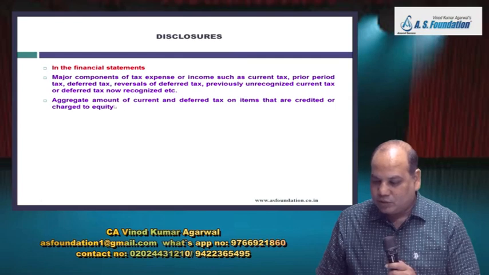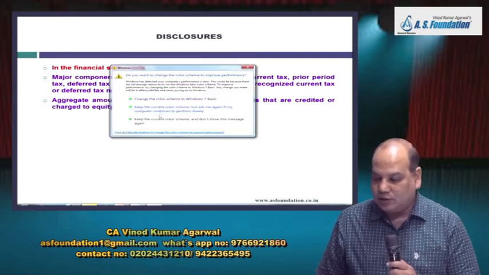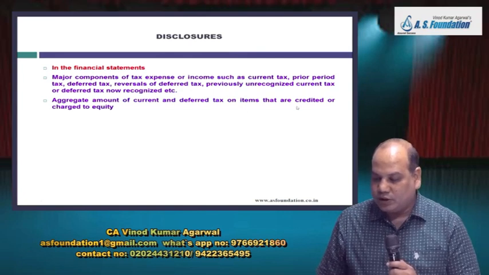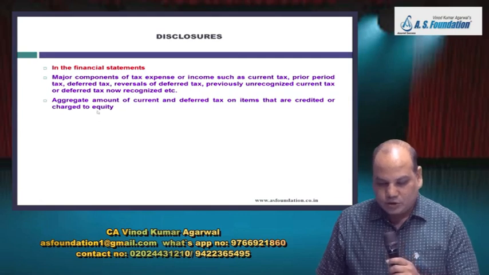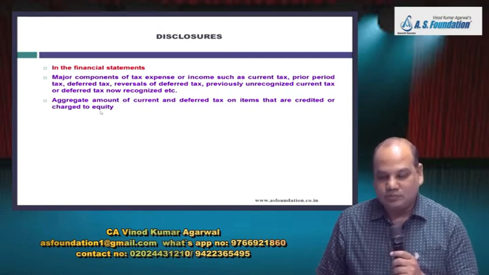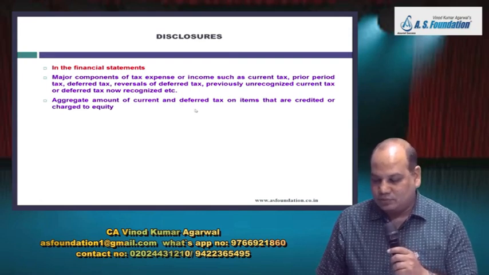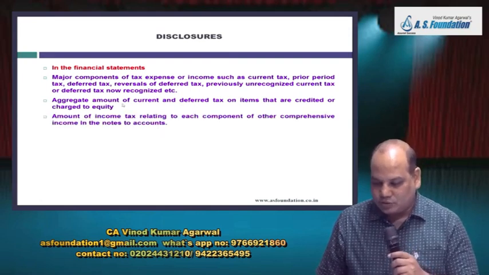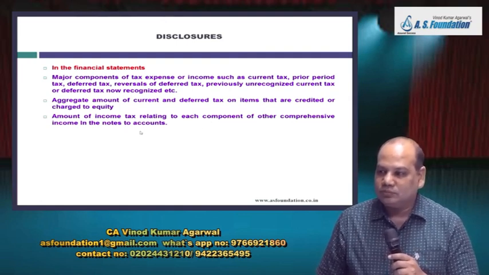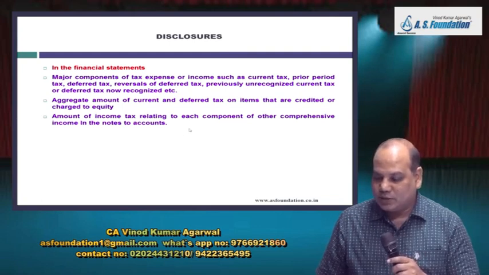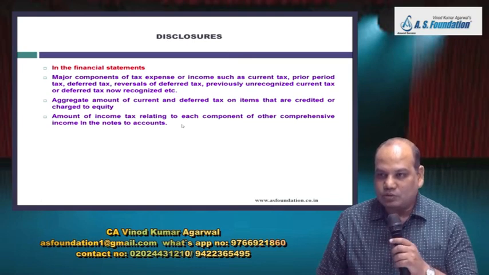Then the aggregate amount of current and deferred tax on items that are credited or charged to equity. So in case you have charged directly to equity, the amount of current tax and deferred tax will be disclosed. Then the amount of income tax relating to each component of OCI in the notes to account. In the OCI you can show net of tax, but the tax expense will be shown in the notes to account.